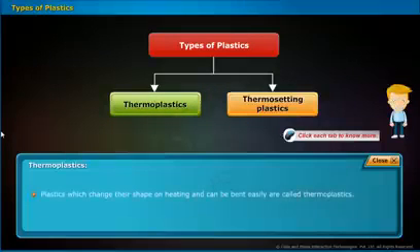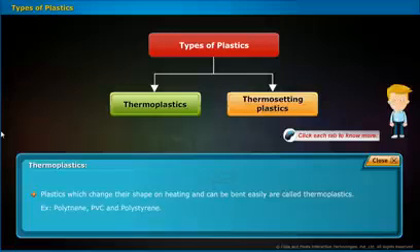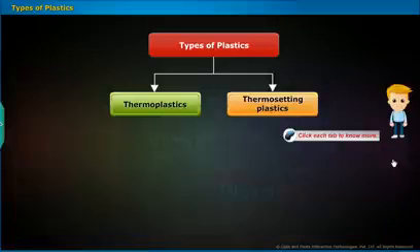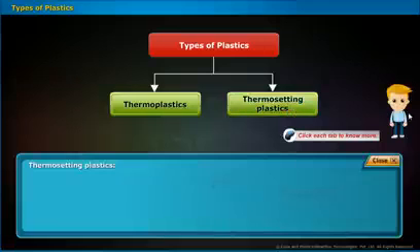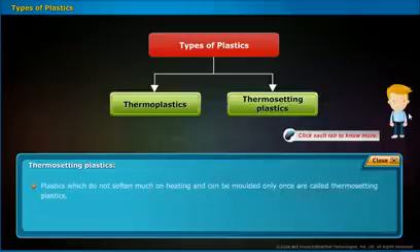Plastics which change their shape on heating and can be bent easily are called thermoplastics. Polythene, PVC, and polystyrene are common examples of thermoplastics. Plastics which do not soften much on heating and can be molded only once are called thermosetting plastics. Bakelite and melamine are common examples of thermosetting plastics.